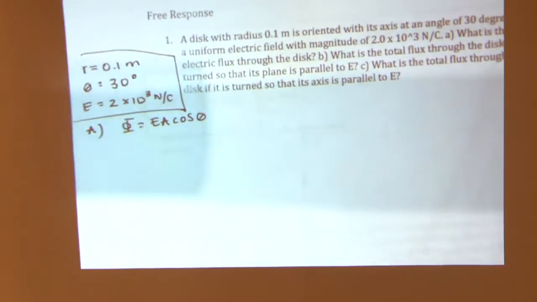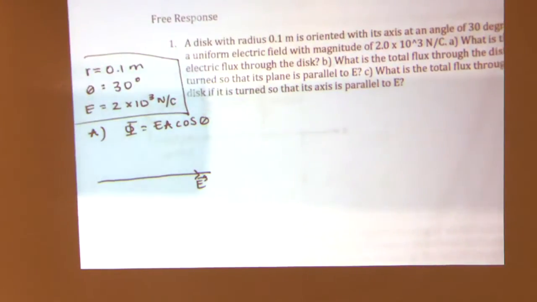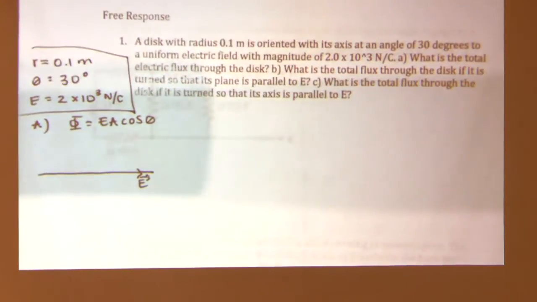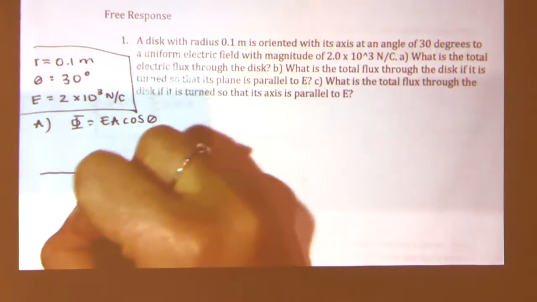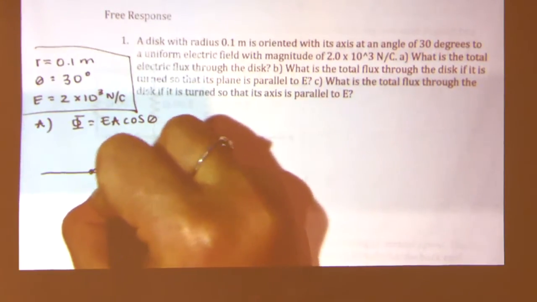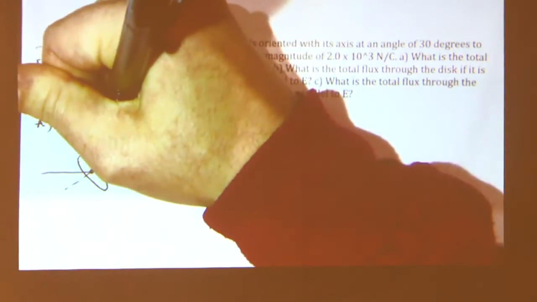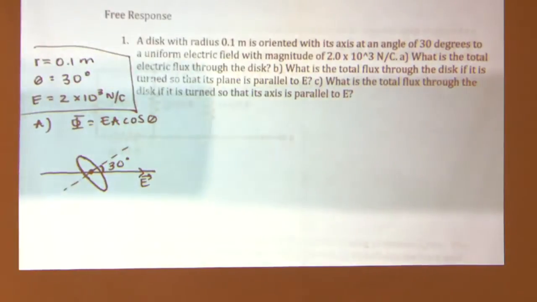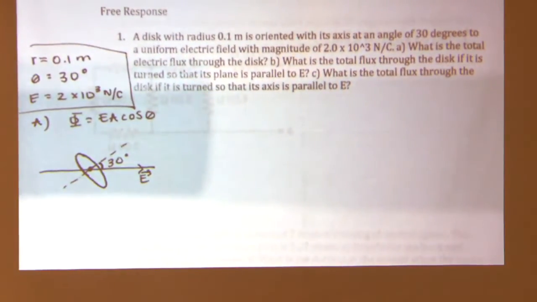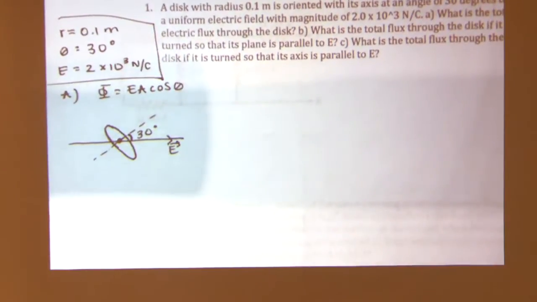I'm going to draw a little picture to help. So let's say this line here is our electric field, and we have a disk. What did it say? A disk is oriented with its axis at an angle of 30 degrees to the electric field. So let's say this is our axis, and this angle will be 30 degrees. If you want to draw the disk as well, it'd be like this, a disk tilting through an electric field. So that's what that's going to look like.